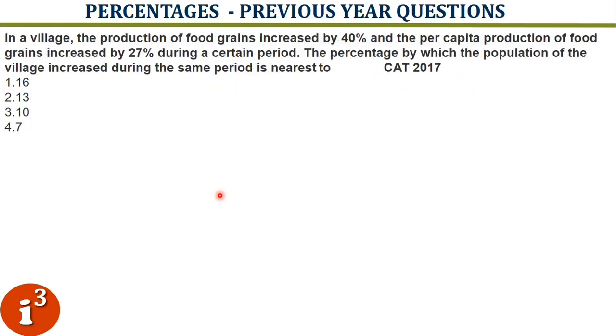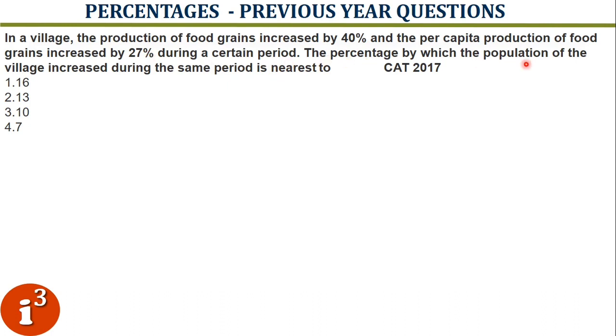Okay. Next question. This is also from CAT 2017. In a village, the production of food grains increased by 40%, and the per capita production of food grains increased by 27%. So food grains increased by 40%, per capita increased by 27%. Per capita means grains produced per population, during a certain period.